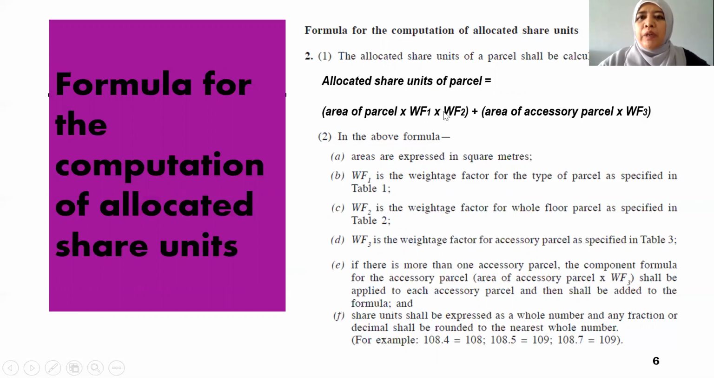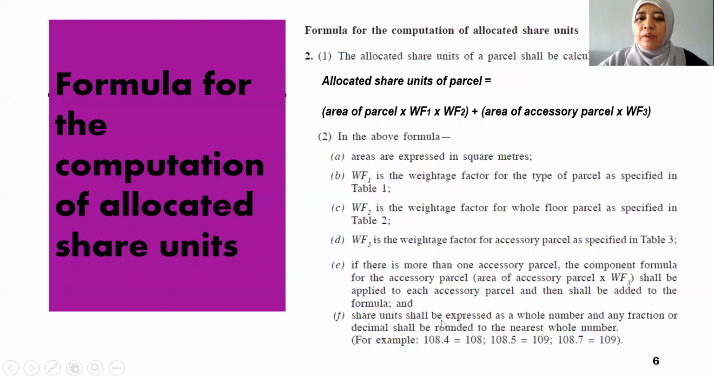Okay, so WF1 is the weightage factor for type. WF2 is the weightage factor for the whole floor parcel. WF3 is the weightage factor for the accessory parcel. Okay, I will show you one by one what each weightage factor contains. If you have more than one accessory parcel, you must add on this one. So you have the area of accessory parcel 1 times WF3 plus lagi area of accessory parcel 2 times WF3, and so on and so forth. Selalunya, usually accessory parcels are car parks, but sometimes it may include things like storage and aircon ledge. So maknanya it depends on the parcel itself, how many accessory parcels they have.